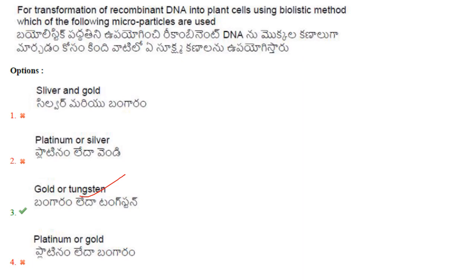Next one. For transformation of recombinant DNA into plant cells using the biolistic method, which of the following microparticles are used? So they have used gold and tungsten. So the answer here is option 3.